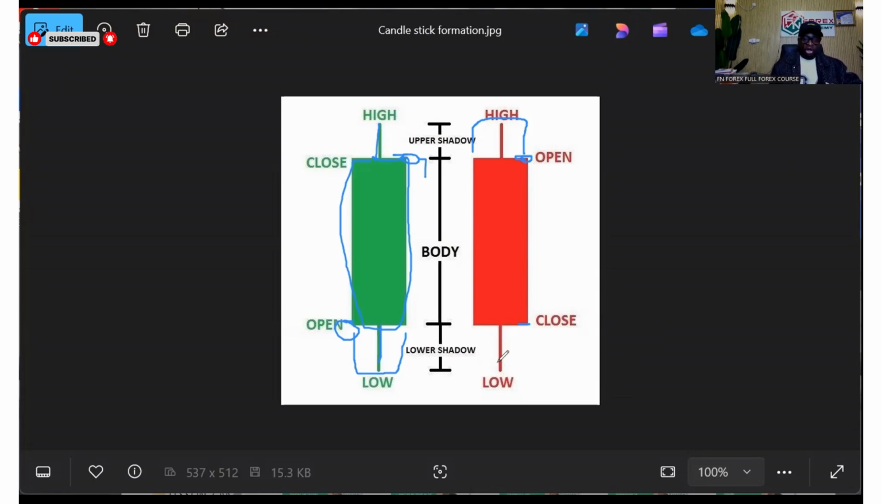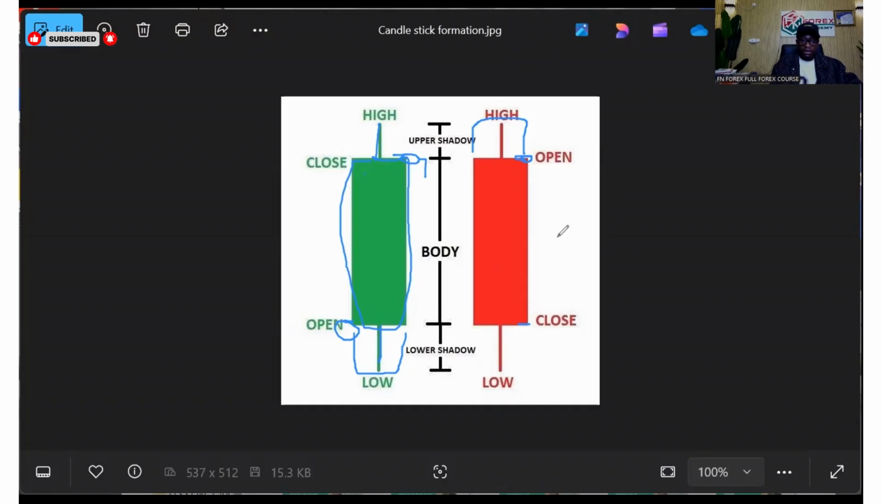Now, there's something unique about these wicks. We call them rejections. This means that the market was going down, and the buyers were able to push the market back up. This means that the market was going up, and the sellers were able to push the market back down. So if the market opens below right here and closes above, then it's a buy candle. But if it opens here and closes below, then it's a sell candle.